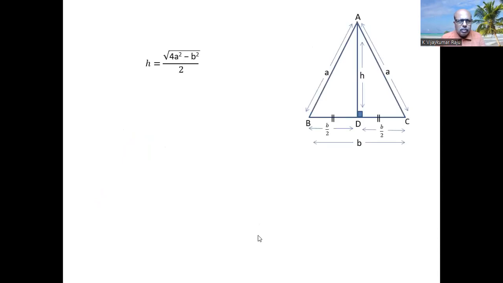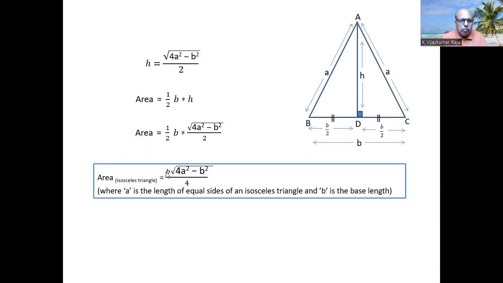This is the triangle which you have, and this is the h value we have calculated. Now, let us see what is the area. Area is half into base into height. So base is b, so let us write it b, and height is this. We have put this value. So if you see here, this is 2 into 2, 4, and this multiplies. So it becomes b into root of (4a square minus b square) upon 4. So the area of an isosceles triangle is given by this formula. Here a is the length of the equal sides of an isosceles triangle and b is the base length.